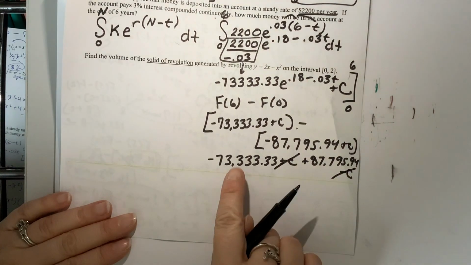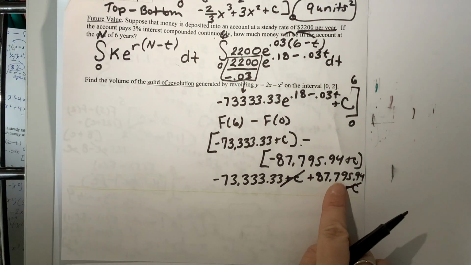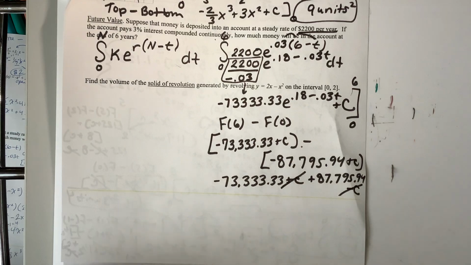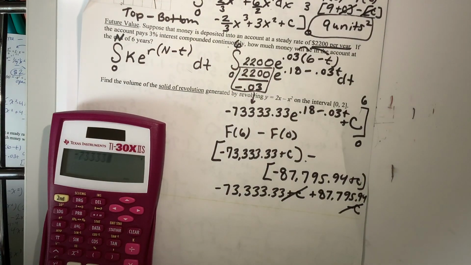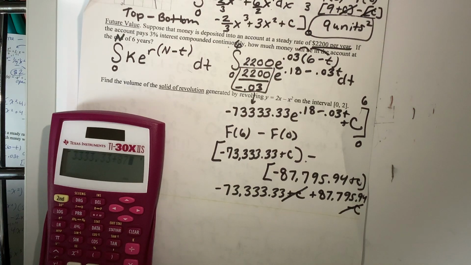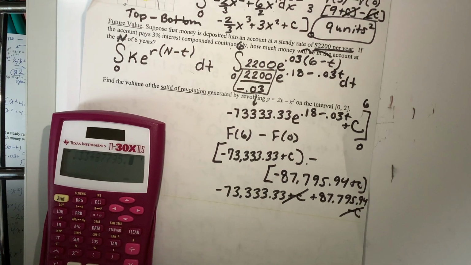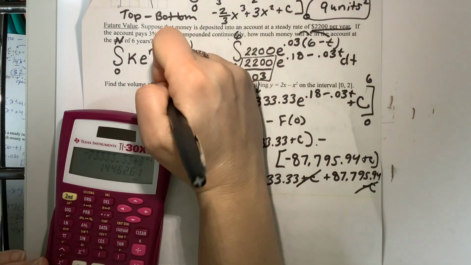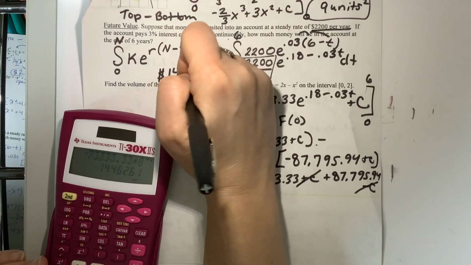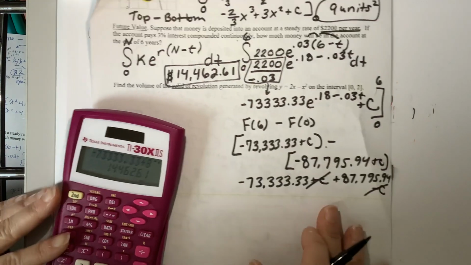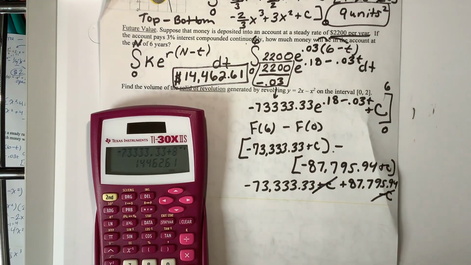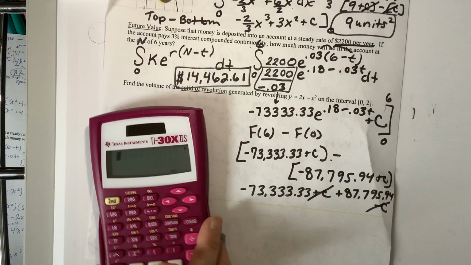Positive C, negative C, when you add those two numbers, that tells you how much money would be in the account. Negative $73,333.33 plus 87,795.94. The account would have $14,462.61.